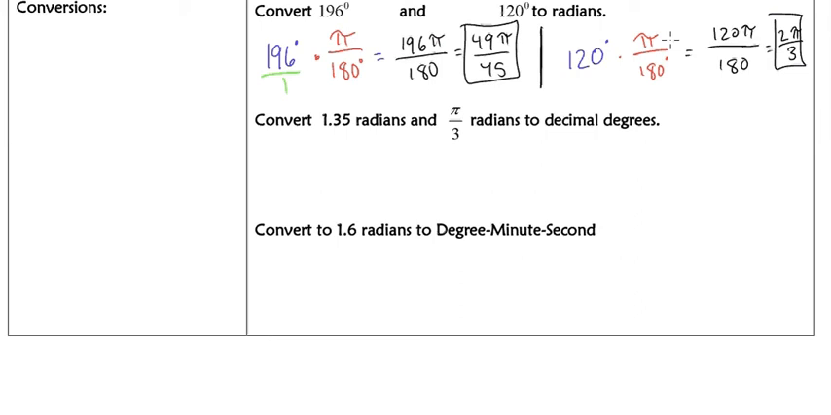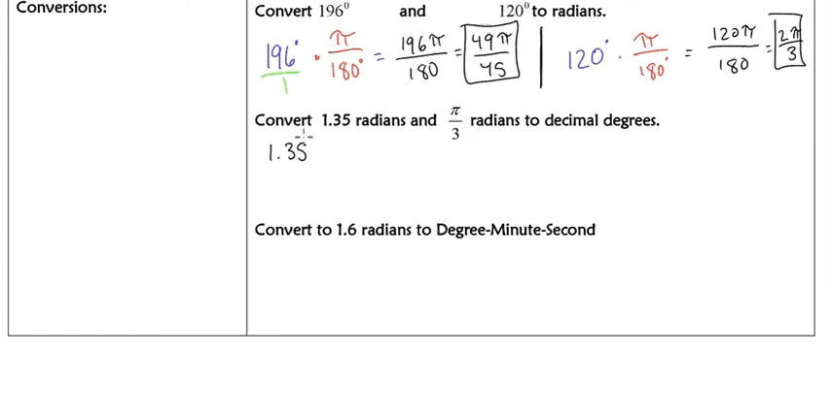So please check it out, pause the video, try it, see how you do, and then come back and check your work against what you see here in the video. So hopefully now you've done that. Hopefully you did in fact pause, and so let's go ahead and convert 1.35 radians into degrees and pi over 3 radians.